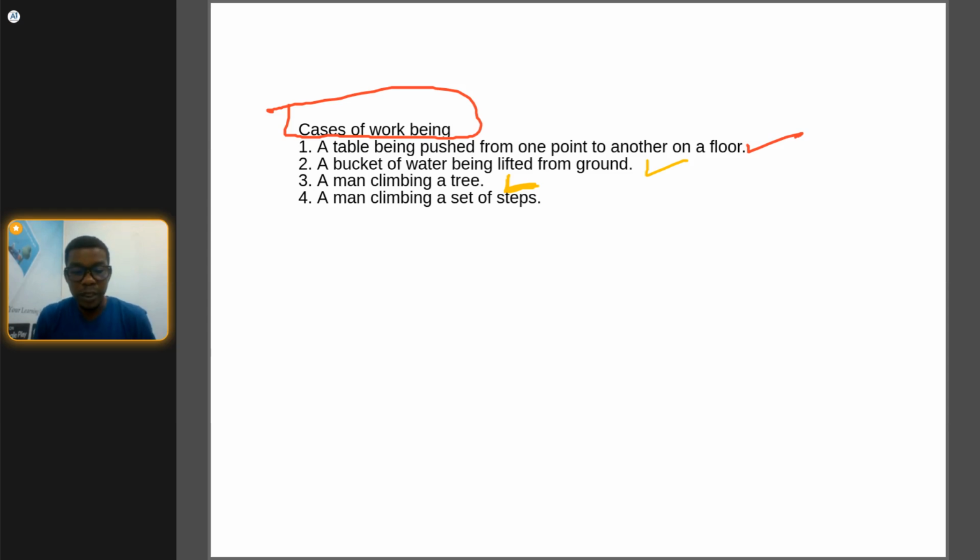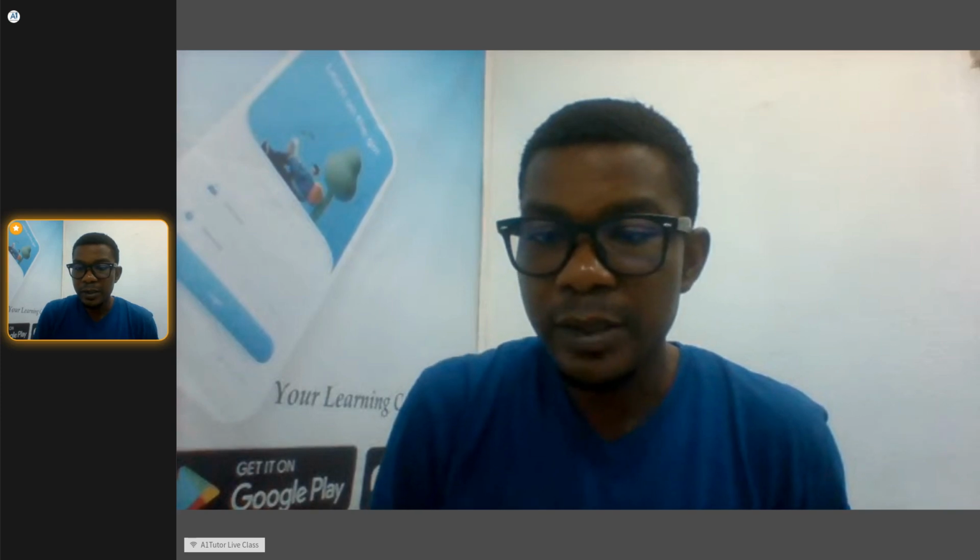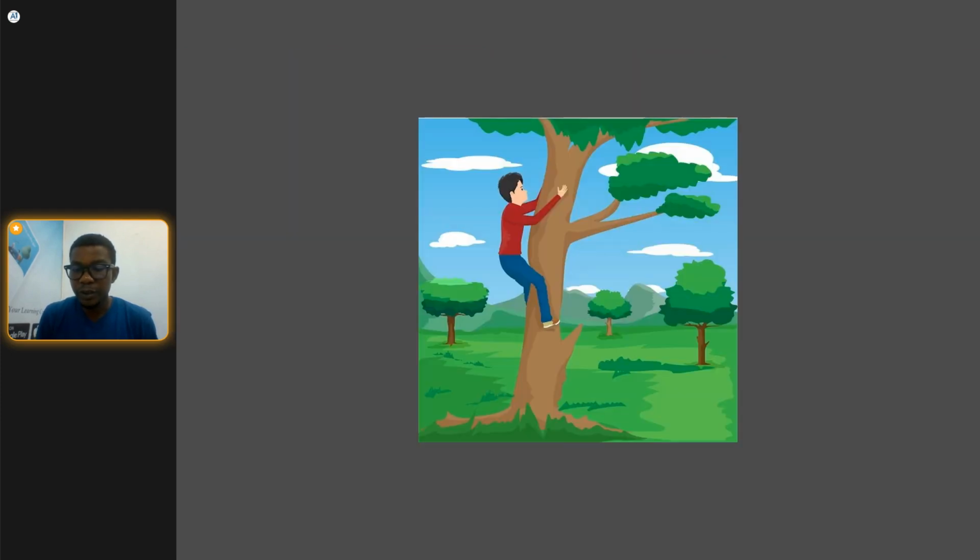What about a man climbing a tree? Is also work done. Okay, let's look at that. A man climbing a tree. So let's look at this picture. We have a man. This man is climbing a tree, right? So he's also performing work. Work is done here because he's moving. He has moved from this point to where he is. So we have what we call displacement. Displacement has taken place, and he's not just moving if he's not applying force.